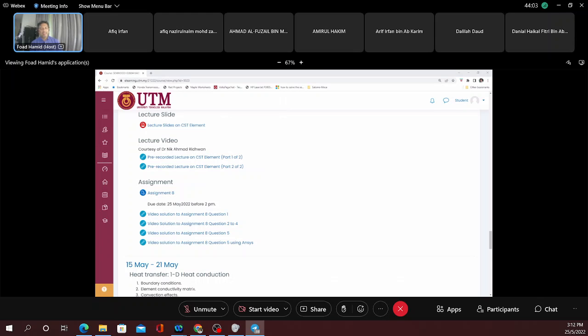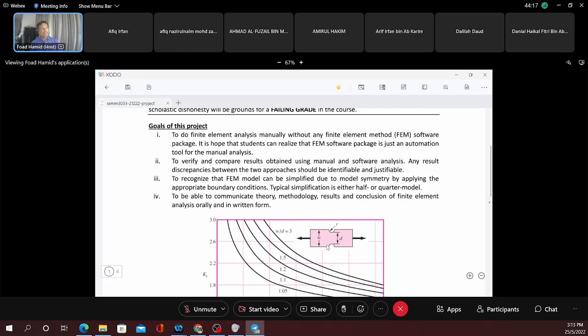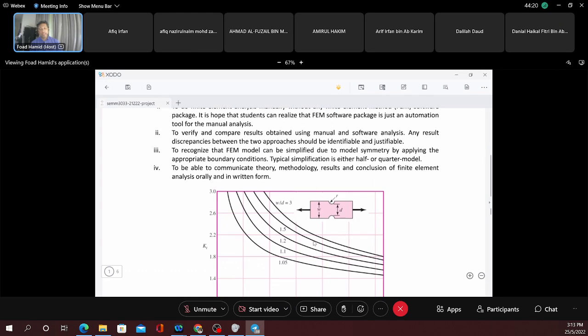And then to recognize that the FEM model can be simplified due to model symmetry by applying the appropriate boundary conditions. In this case, for this problem, you do not need to use the whole model. You can use, in this case, a quarter model. The typical simplification is either a half or quarter model. So let me give you a clue. For this project, you can use a quarter model.